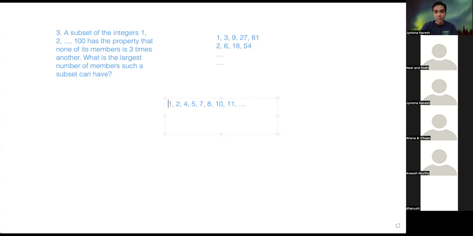And well, I can just show you an example with this set itself. Because we have the number 1, we can't have the number 3, right? But what about the number 9? Could we actually have included it in this set?